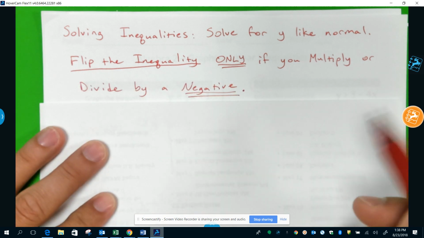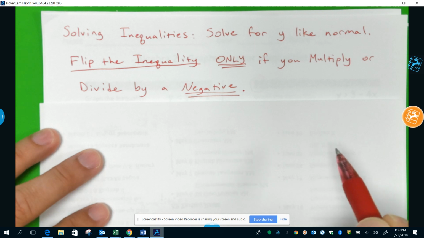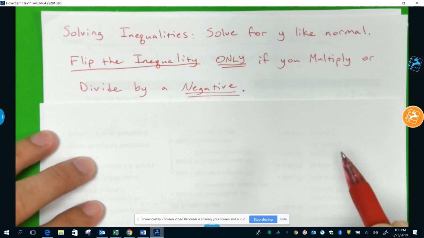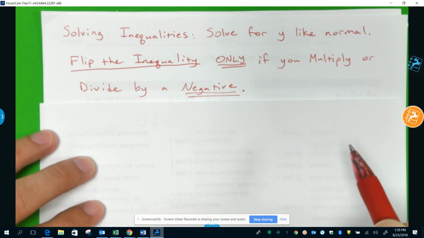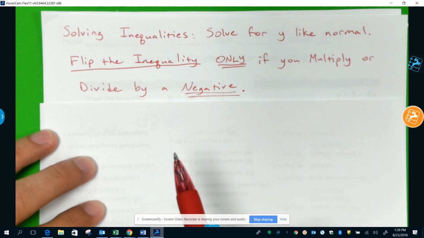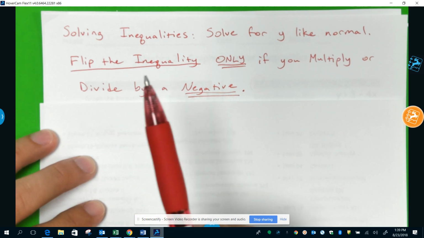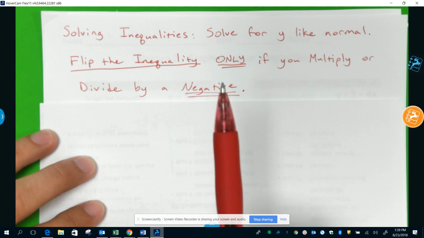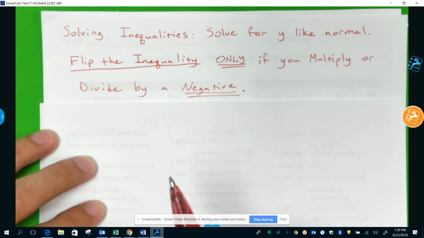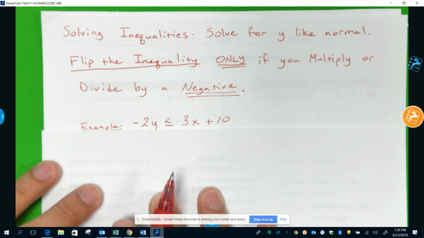So we are going to solve like normal. We're going to treat our inequality sign, our greater than or less than, just as if it was an equal sign, and we're going to solve for y equals. Okay, we're going to solve for y just like normal. The only curveball we have is that we need to flip our inequality sign, our greater than or less than, only if you multiply or divide by a negative number. You're only flipping the sign if you multiply or divide by a negative number.